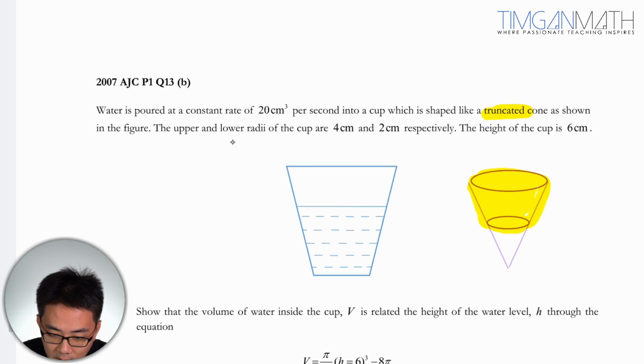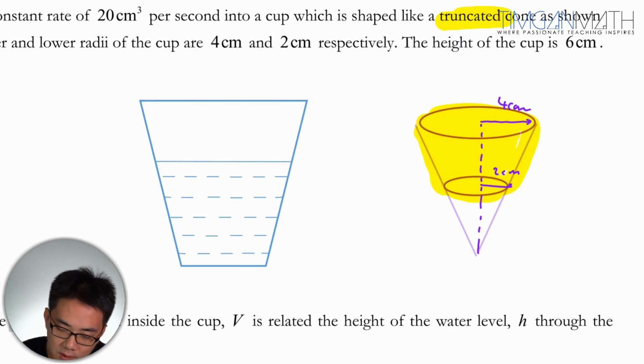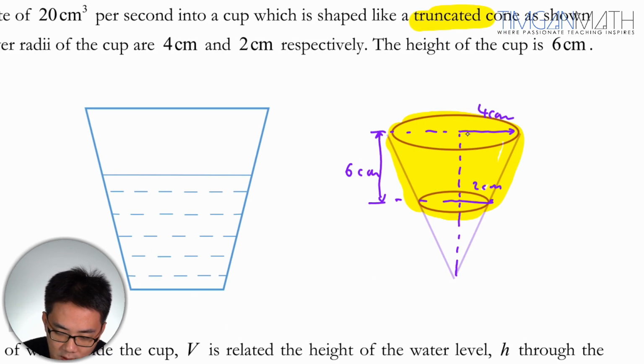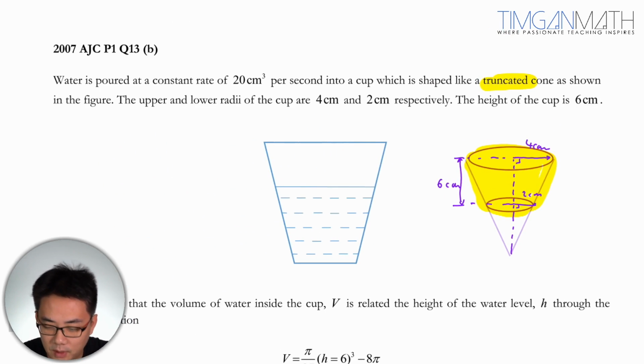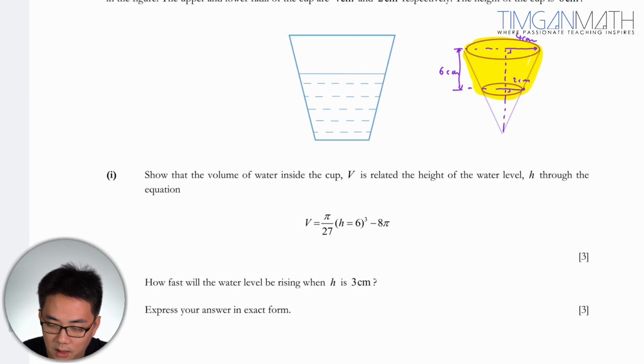So the upper and lower radii of the cup are 4 cm and 2 cm respectively. After which the height of the cup is 6 cm. Okay, so this is 6 cm. Great. So this is a cone here. Now, straight off the bat, you should know that you need to use the property of similar triangles, right?